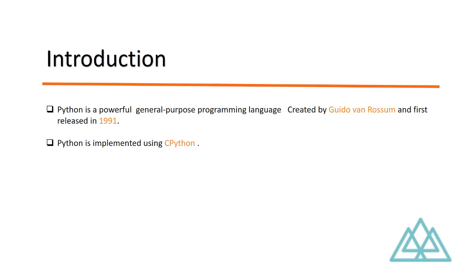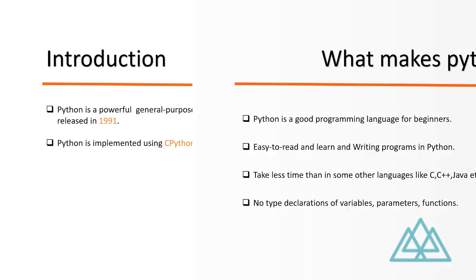Python is a powerful general purpose programming language created by Guido van Rossum and first released in 1991. Python is implemented using CPython. CPython is a language written in C programming.